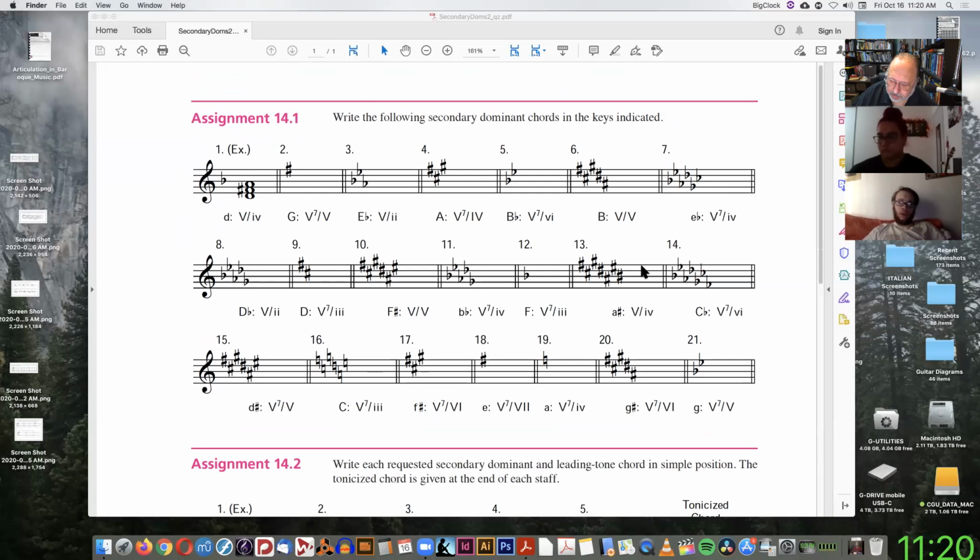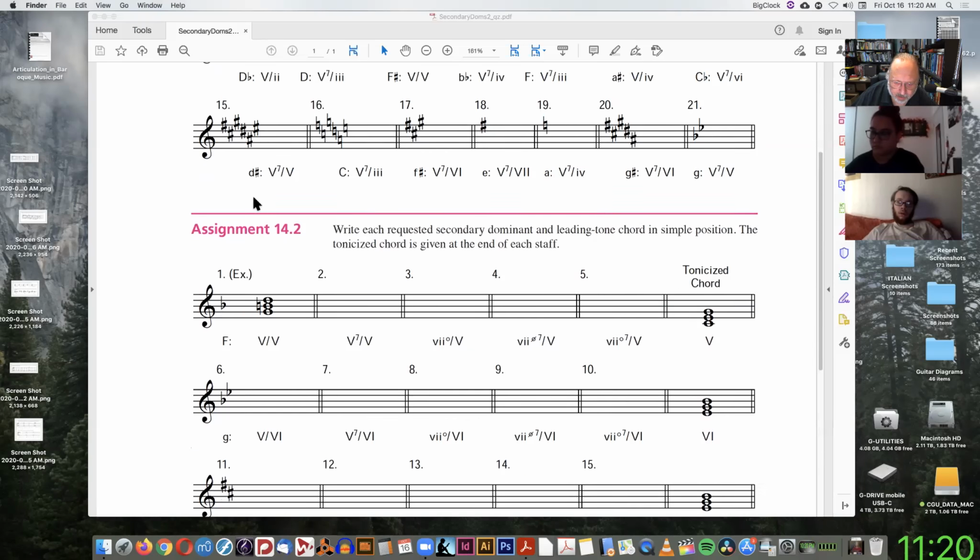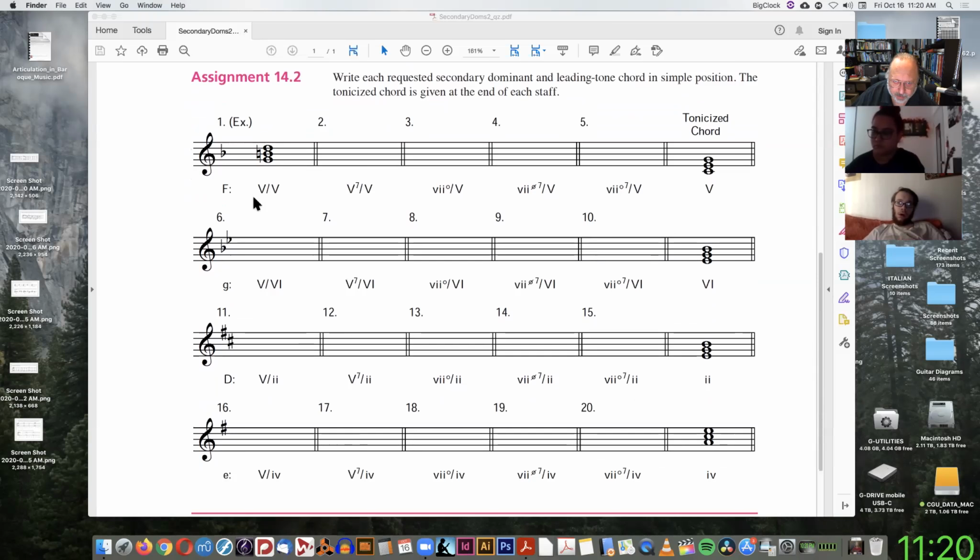Sure. The first example is a triad. So for all the fives that don't have a seven, do we do triads? Yeah. Okay. Sure, yeah. Let's take a look at this one down here. This one we'll do in class, 14.2.